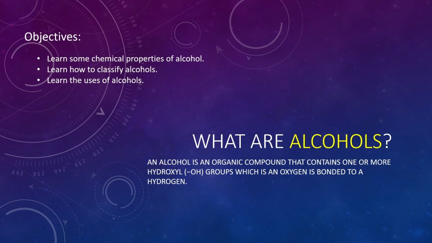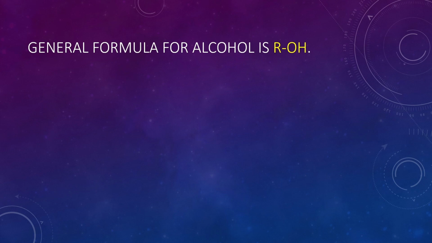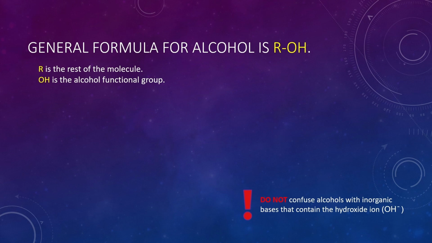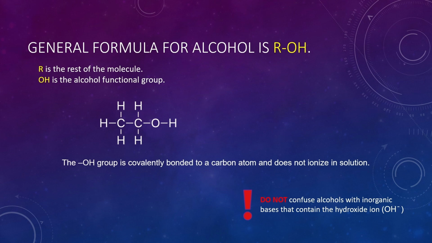An alcohol is an organic compound that contains one or more hydroxyl or -OH groups, which is an oxygen bonded to a hydrogen. The general formula for alcohols is R-OH, where R is the rest of the molecule and OH is the alcohol functional group. Do not confuse alcohols with inorganic bases that contain the hydroxide ion. The -OH group in an alcohol is covalently bonded to a carbon atom and does not ionize in solution.